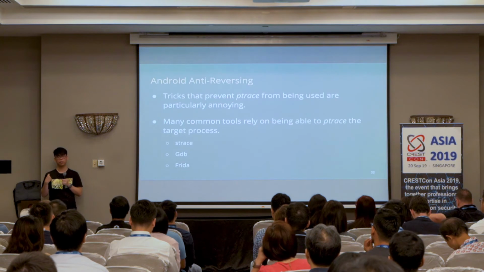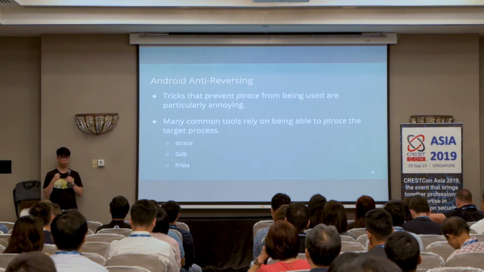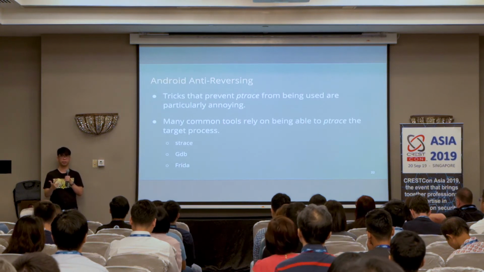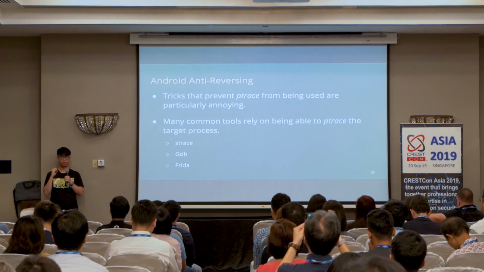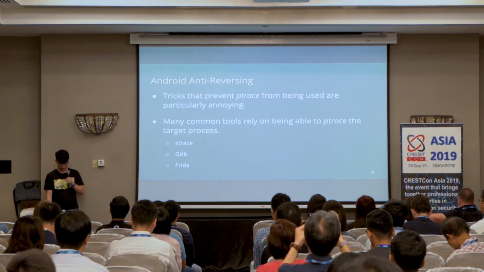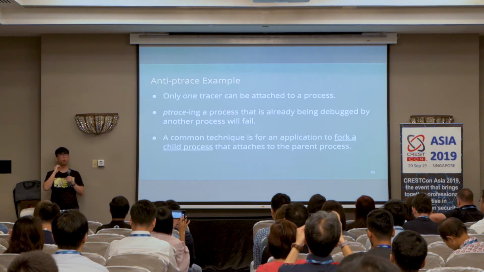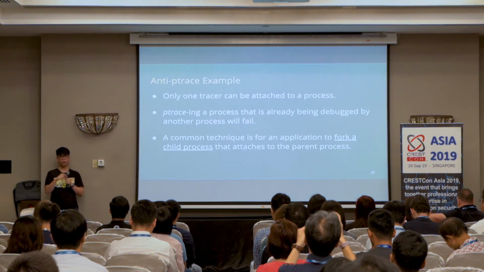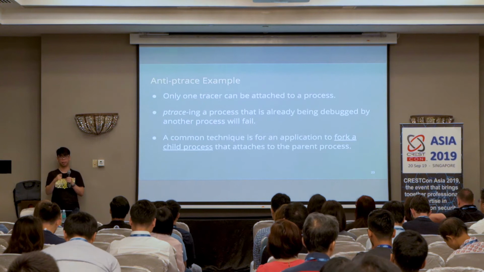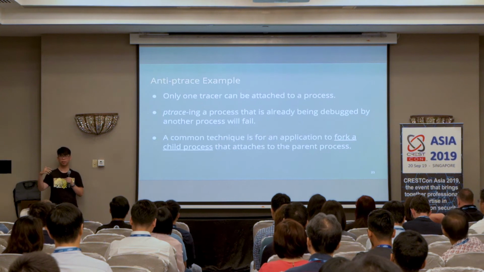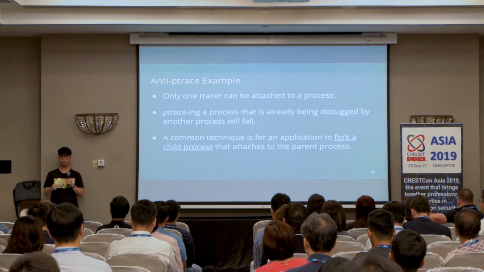A particularly annoying trick when it comes to anti-debugging is tricks that prevent the ptrace syscall from being used, because a lot of your common tools like GDB, strace, and Frida all rely on being able to ptrace your target process. A very common anti-ptrace technique abuses the fact that a process can only be ptraced by one other process. So you cannot attach a tracer to a process that is already being debugged. What applications might do is fork off a child process where the only thing the child process does is call ptrace on the parent.